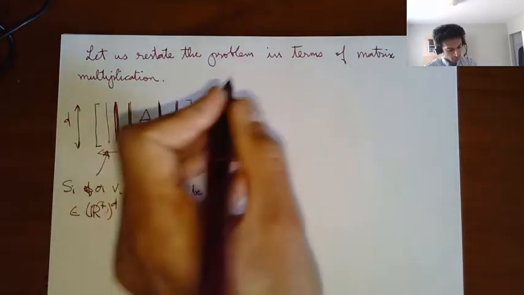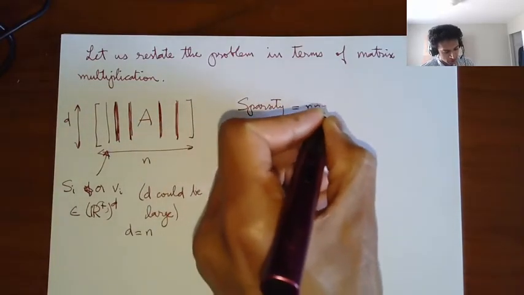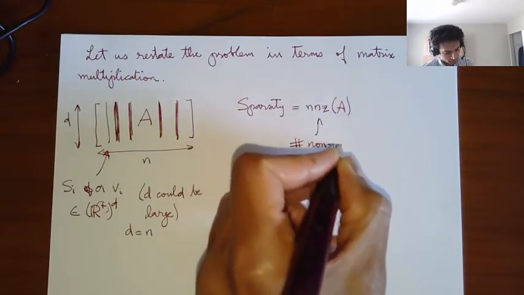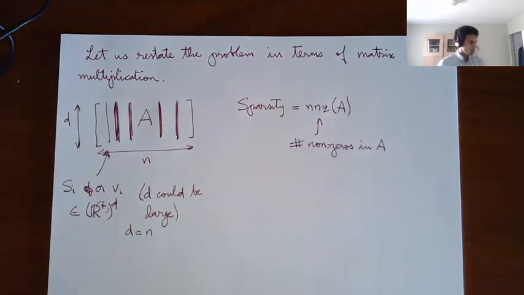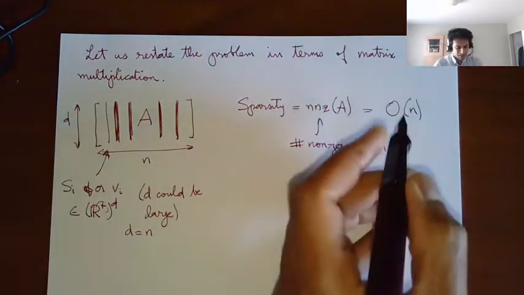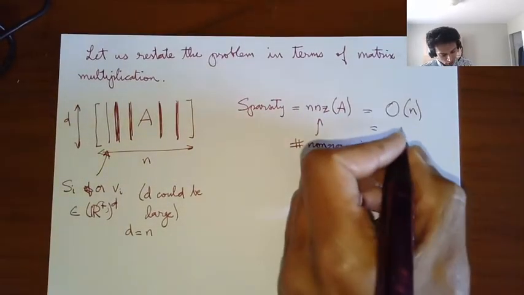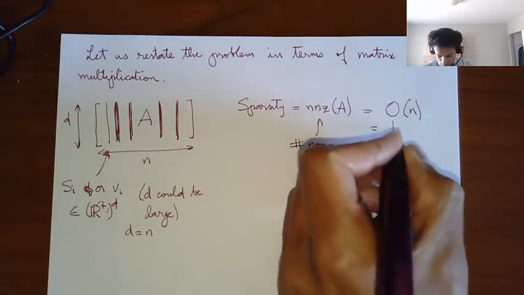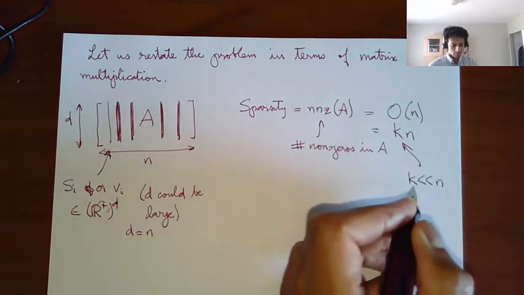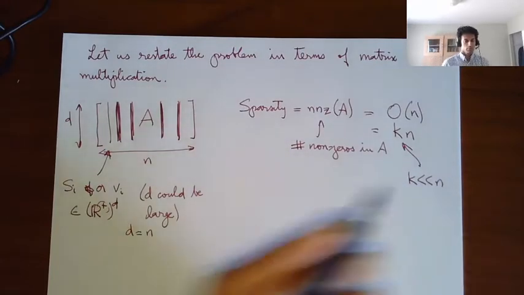Oh, and by the way, before I continue, I said sparsity. Remember, I mentioned sparsity means that I'm going to use this term called the nnz of A. This is the number of non-zeros in A. So the sparsity of A you can think of as typically O(n), or some constant times n. I'll call it k times n, where k is typically much smaller than n. It's extremely small, not even less than n. It's more like O(1). Okay, so this is sparsity.